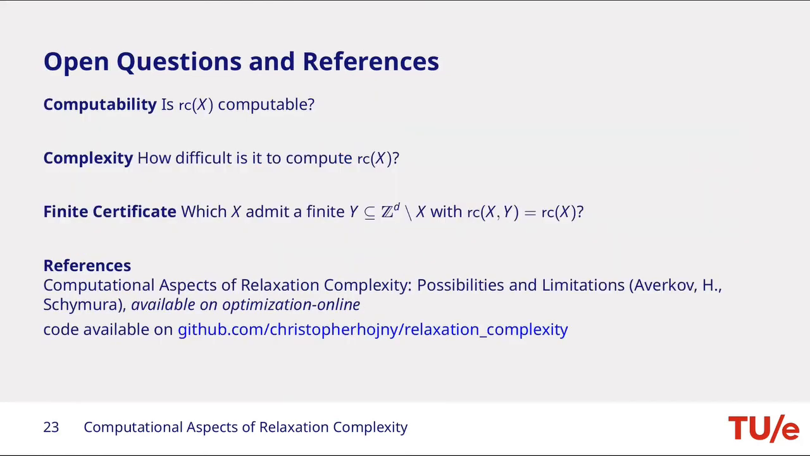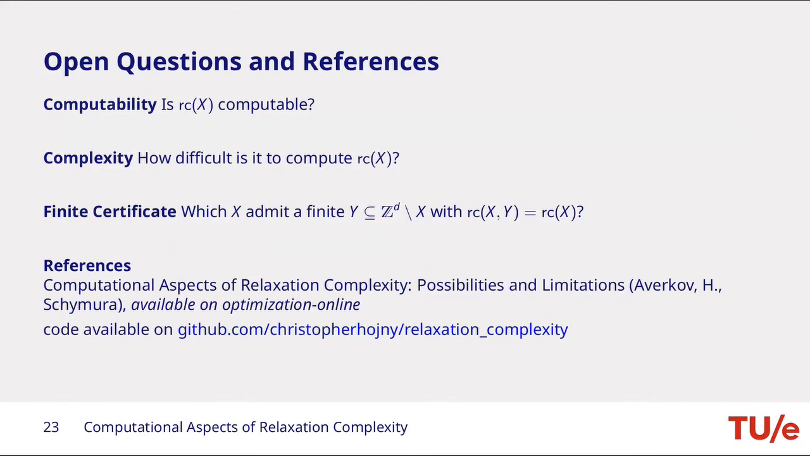And with this, I'm at the end of my presentation. Let me quickly summarize what we've seen and maybe also some open questions. We have seen that under certain circumstances, we can compute the relaxation complexity. For example, if they admit a finite certificate, but in general, it is not settled whether we can actually compute this quantity of the relaxation complexity.